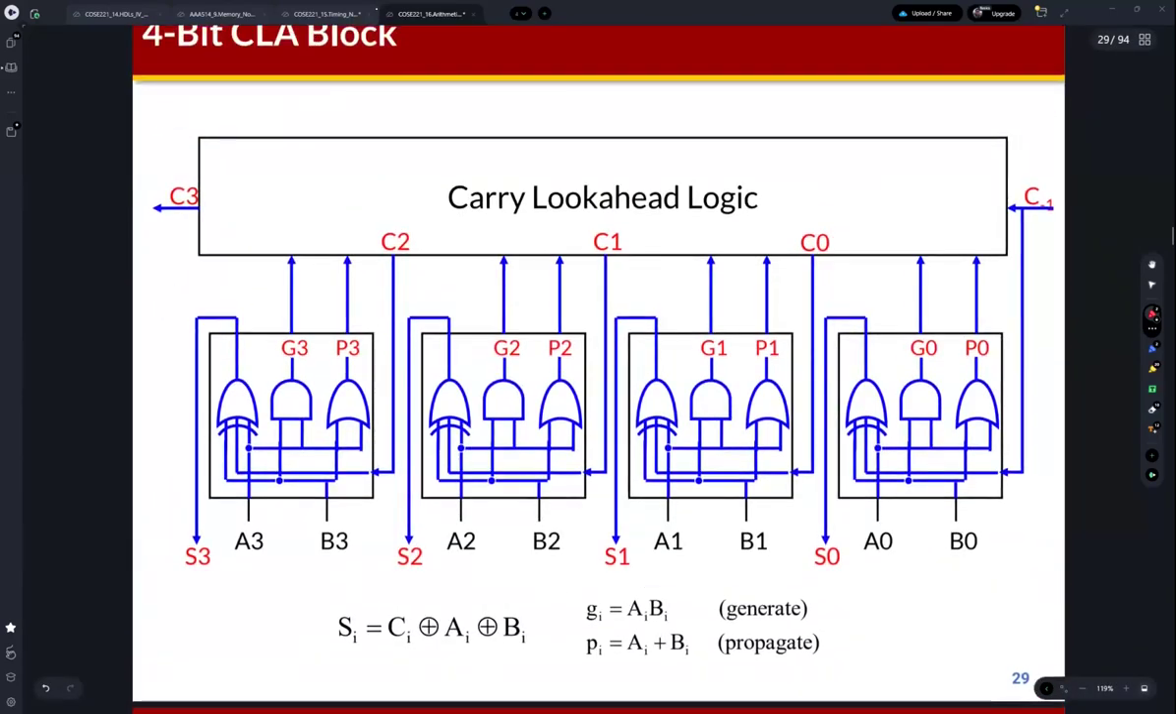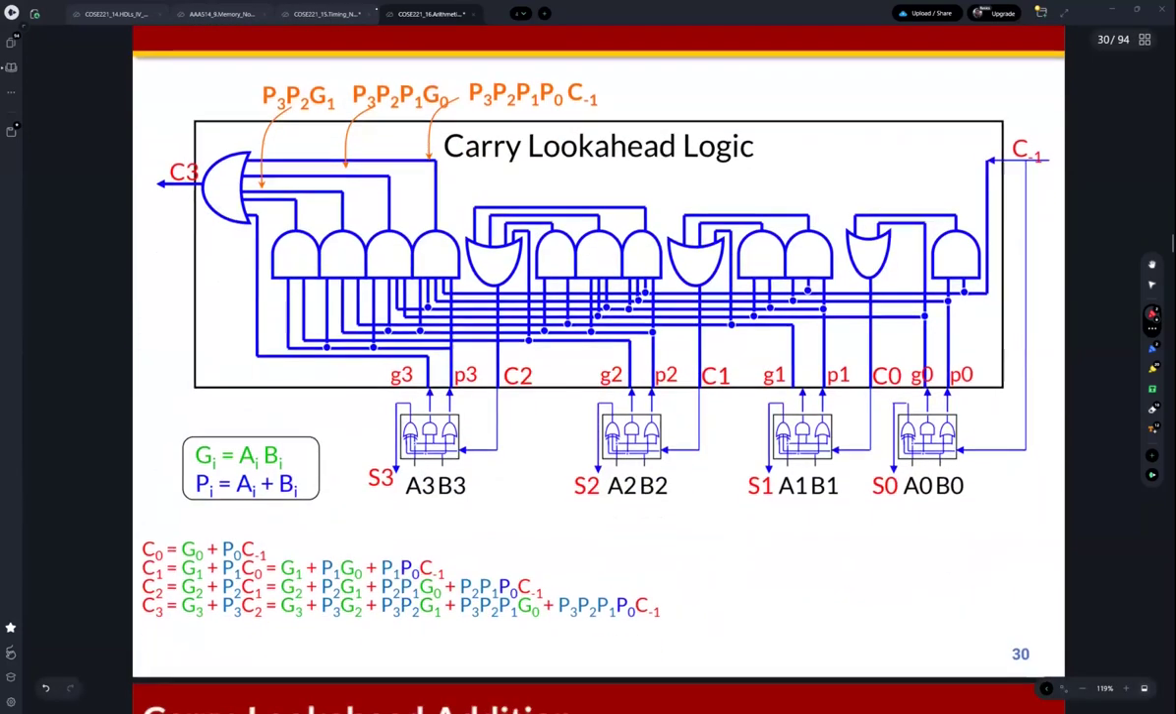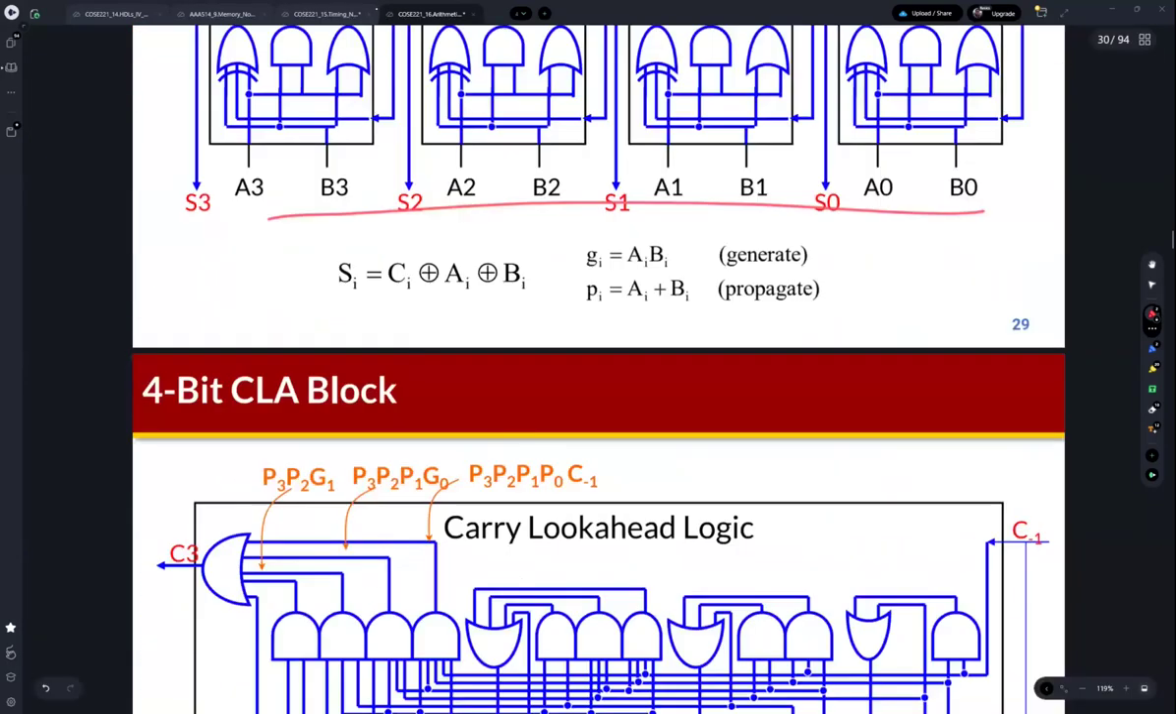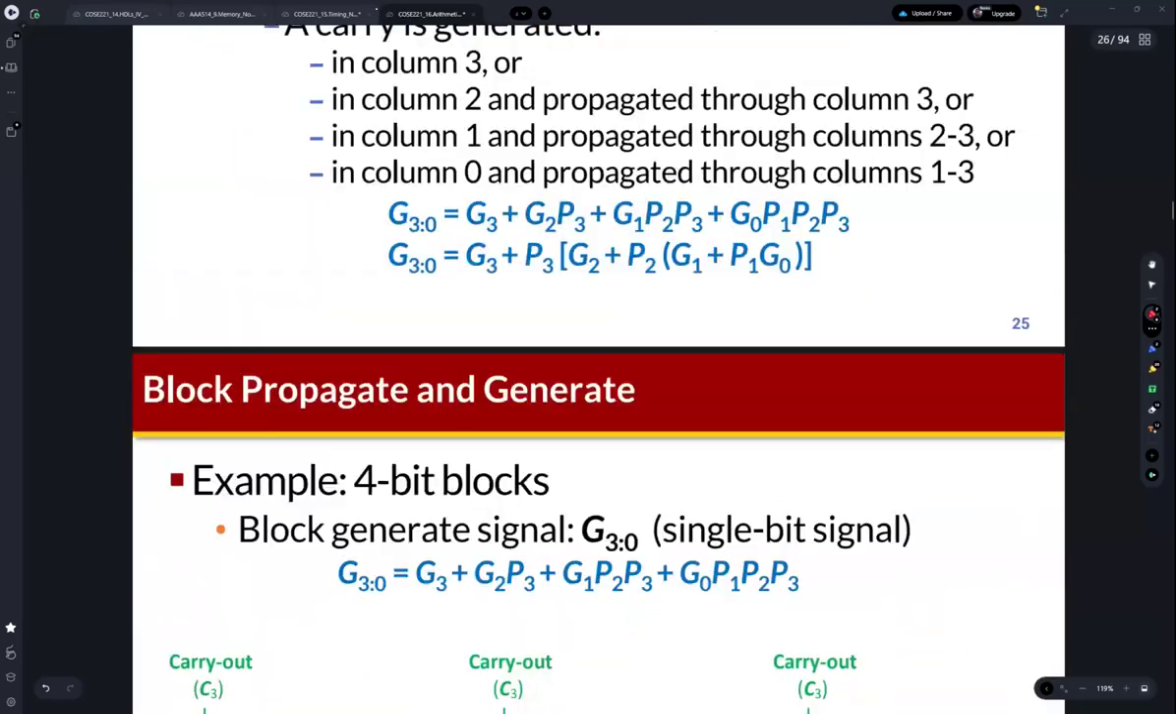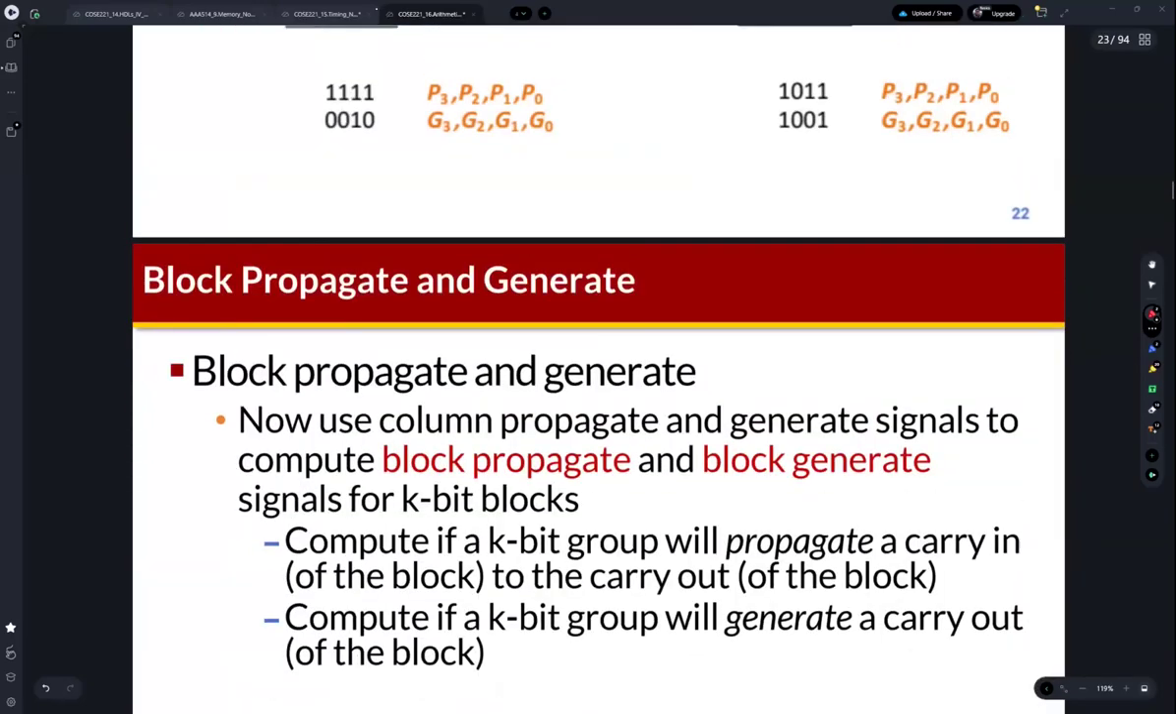The carry lookahead adder is implemented like this. The block of carry is generated, then it's combined like this. I will explain about the carry lookahead adder in the next class.